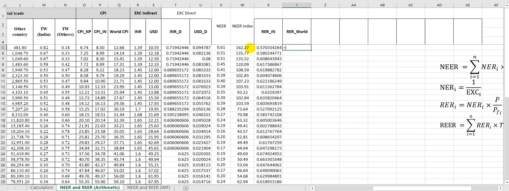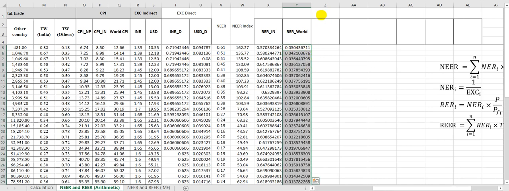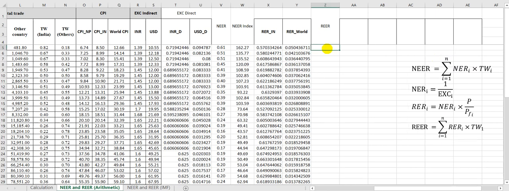And for world we will do the same: NER of world times the price of Nepal divided by the price of world. I will repeat the same process for RER, and let's recall our formula. RER equals RER of India times its trade weight, plus RER of world times its respective trade weight.